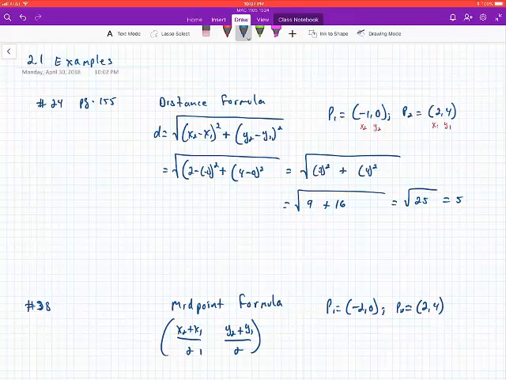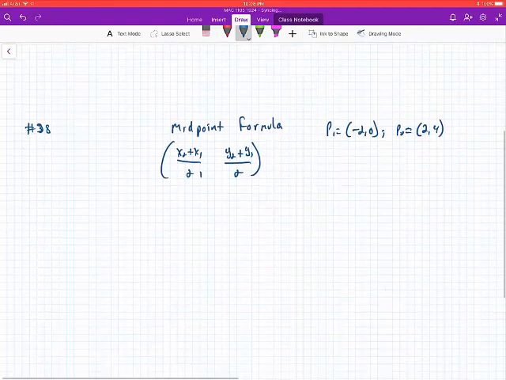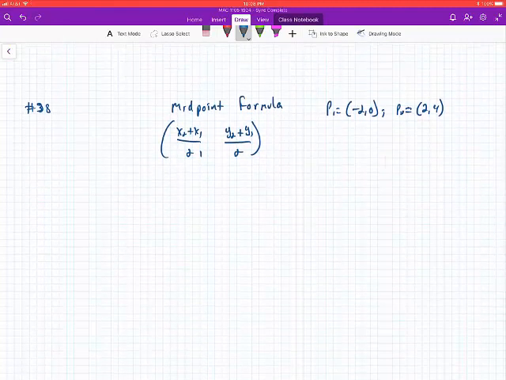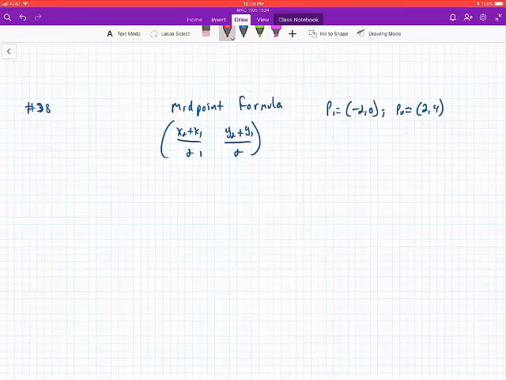And then looking at the midpoint formula for number 38, again, probably the best thing to do is just to label them. And it doesn't really matter if you label them x2, y2, or the first one, or x1, y1, as long as you're consistent. And so for this example here, my x2 is -1 using this formula.